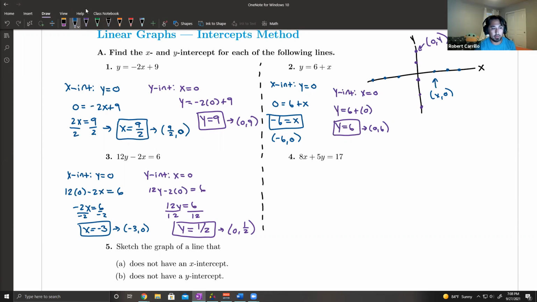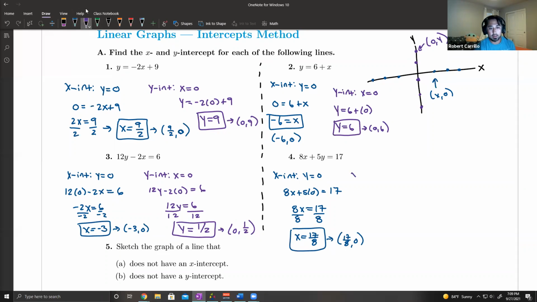All right, 4. X-intercept, let y equal 0. 8x plus 5 times 0 equals 17. You get left with 8x equals 17. Divide by 8, and x equals 17 eighths. All right, and there it is: 17 eighths, 0.